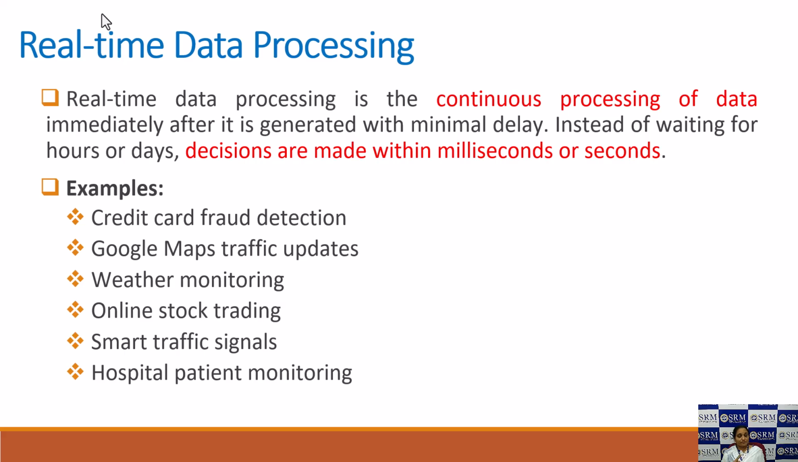Weather monitoring, online stock trading, smart traffic signals, and hospital patient monitoring. Hospital patient monitoring may be used so that, based on the patients, nurses can be allocated to particular wards in a hospital. So all these are applications of real-time data processing.